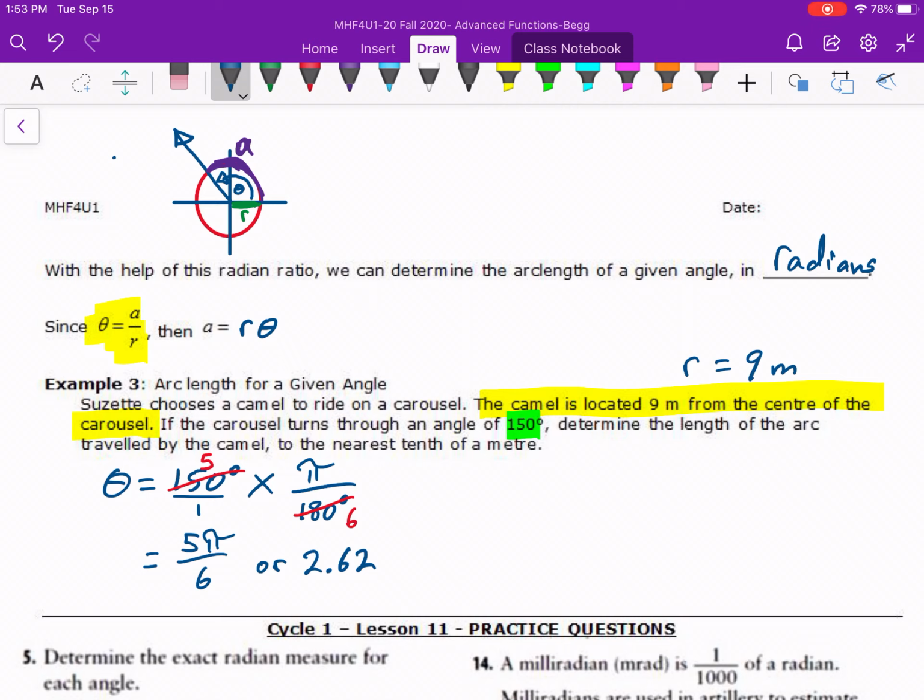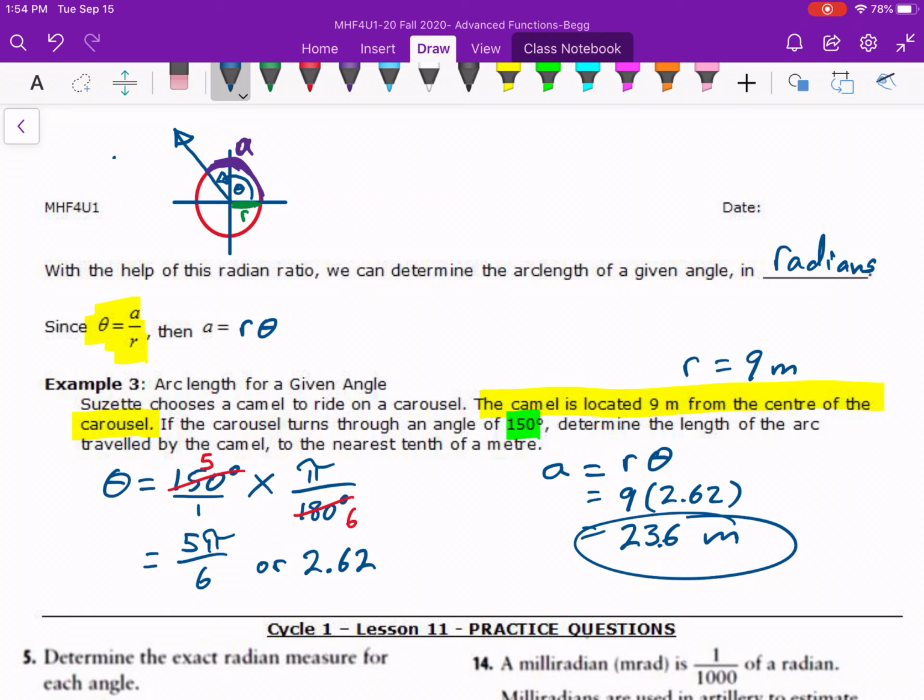All right? So now I've got R and I've got theta, so I can then find out what A, the arc length, is by doing R times theta. And so it's 9 meters times 2.62. Even though I rounded it when I wrote it down, I left the 2.62 and all the other decimals after it. So I've got a more precise answer of 23.6, if I round to 1 decimal place, meters. There should be a decimal there, 23.6 meters. That's the answer we're looking for.